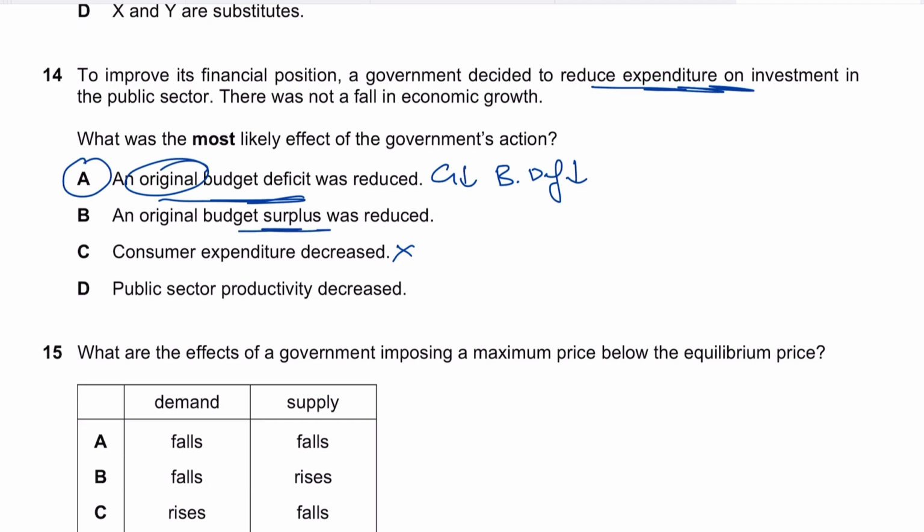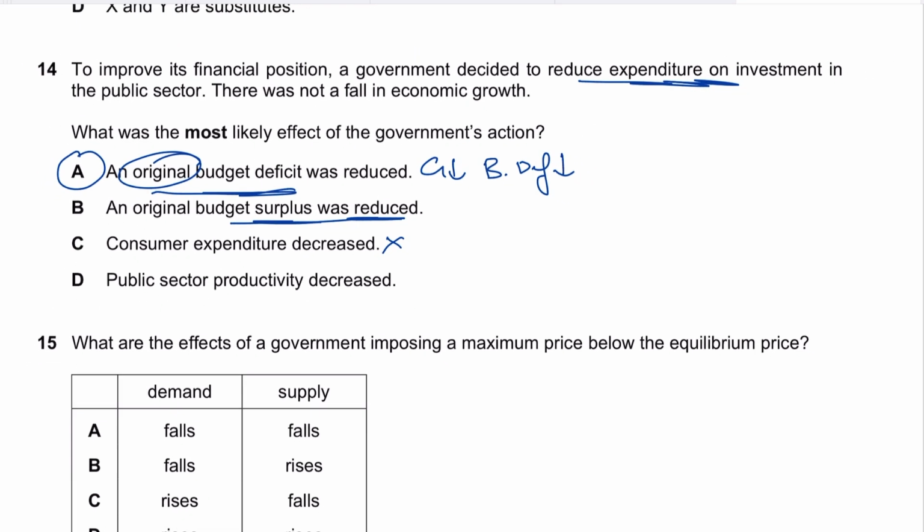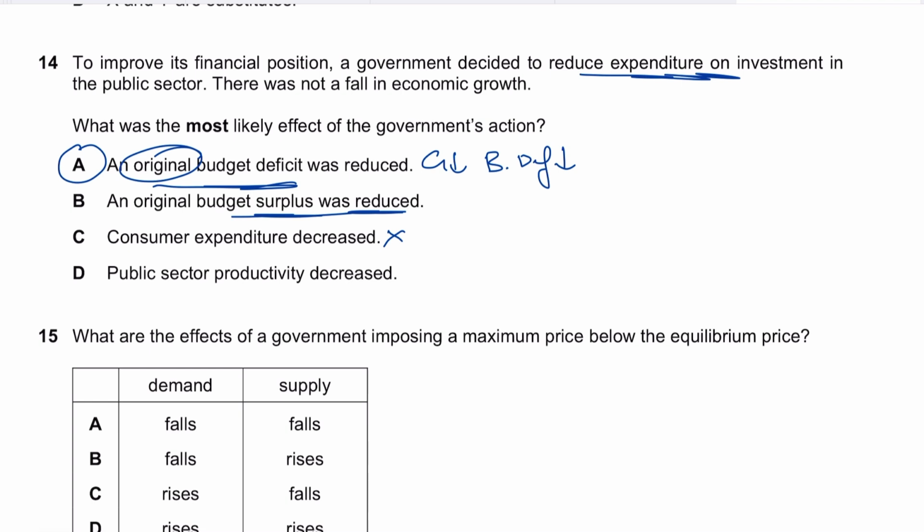And the original budget surplus was reduced. No, the budget surplus would actually increase, not reduce, because let's suppose the government had originally had a budget surplus, and if the government reduces government spending, the budget surplus would actually go up, right?